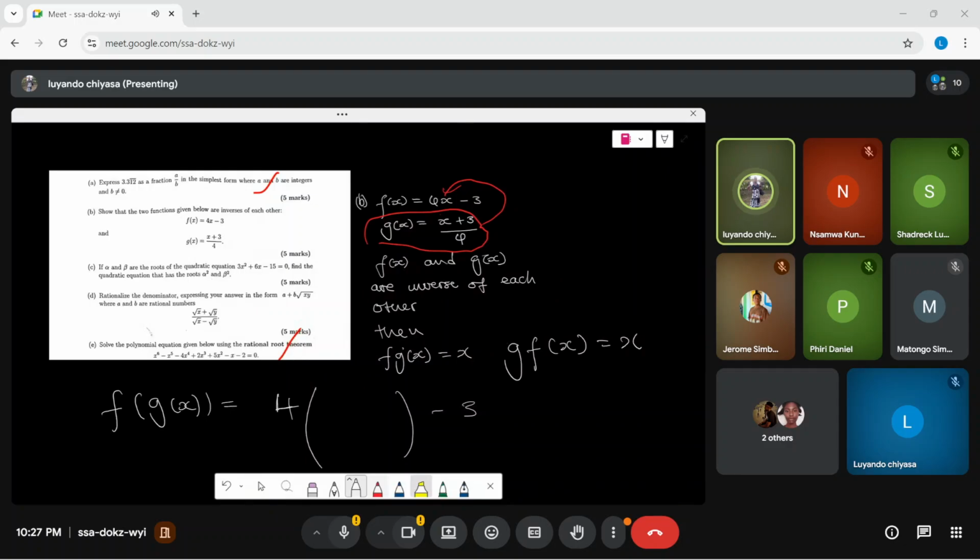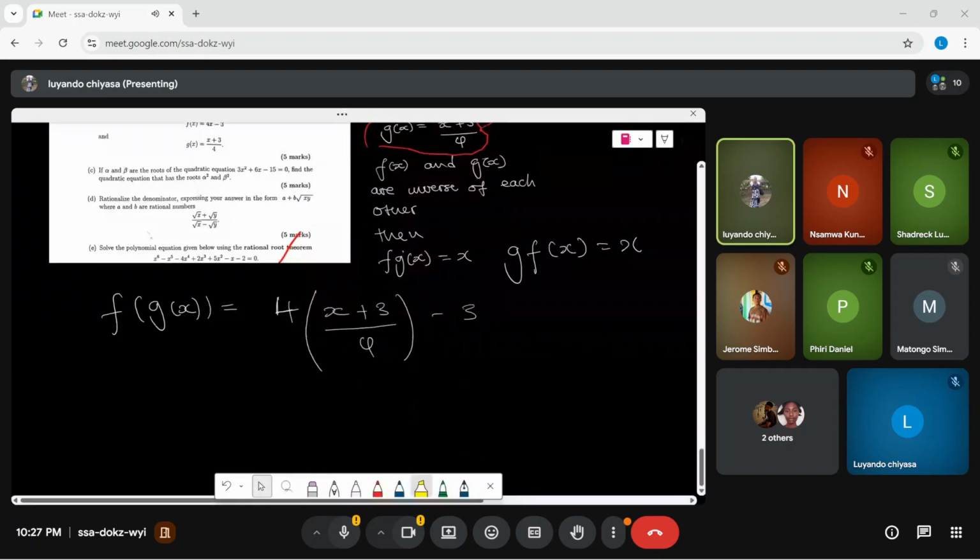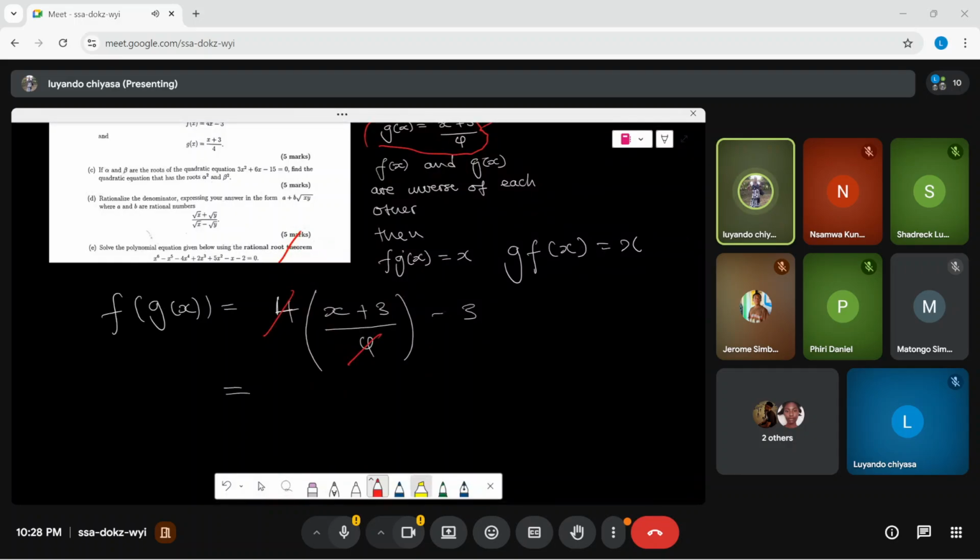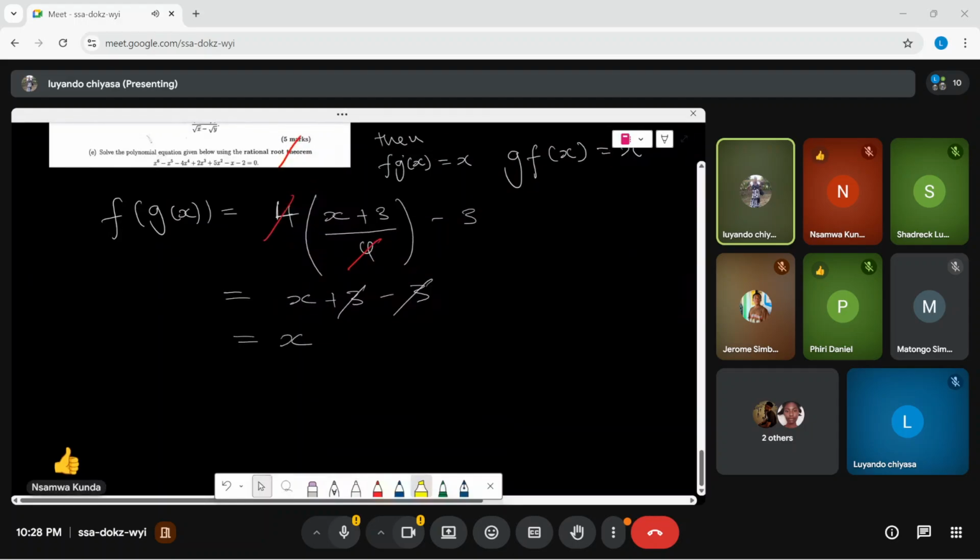And we know that g of x is x plus 3 over 4. So this is going to be, we know that this 4 and this 4 can cancel. We will just have x plus 3 minus 3. This is going to give us x, right?